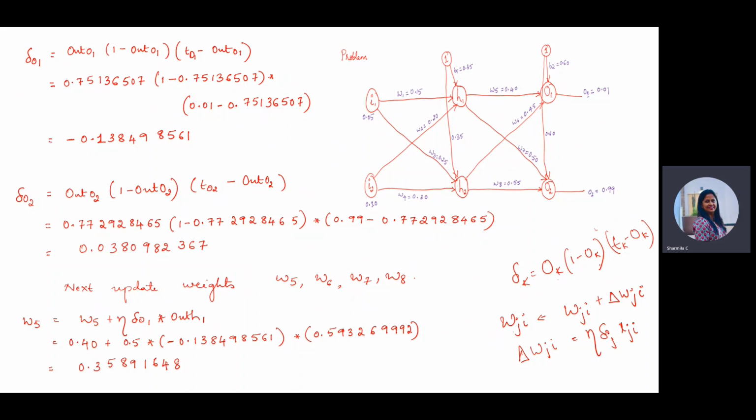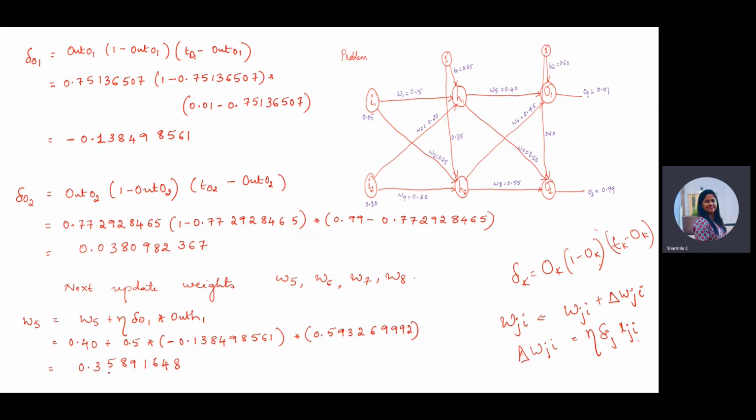This is given as the learning rate, then the error term at the unit 1. The error term at the output unit is calculated here, multiplied by the input. The input is obtained with the computation of H1. So whatever output is given from this H1 is the input for this unit, that is O1. So W5 equals W5 plus learning rate times the error term, because we are taking this delta of O1 times the output from this H1. Out of H1 is what we calculated initially.